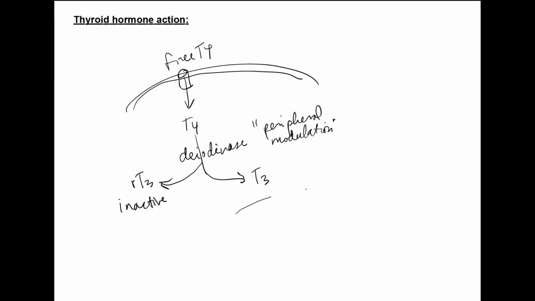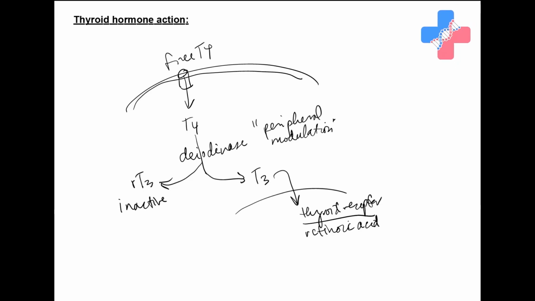Once it's in the body, the T3 passes into the nucleus, where it is bound to thyroid receptor in a complex with retinoic acid receptor. Bound to this, then, the T3 will interact with the response elements of the DNA to create its effect.